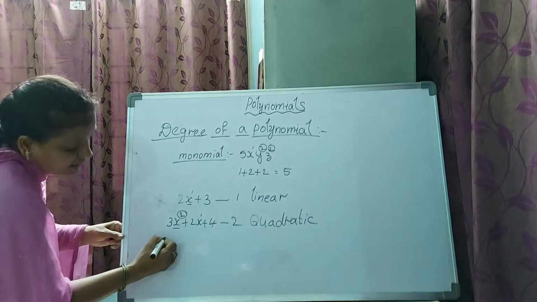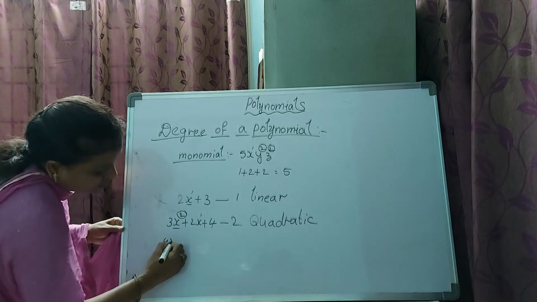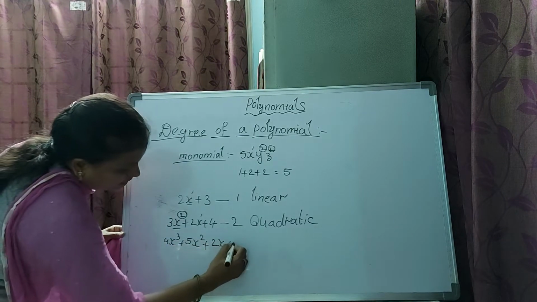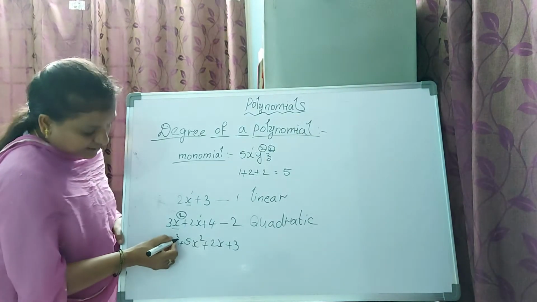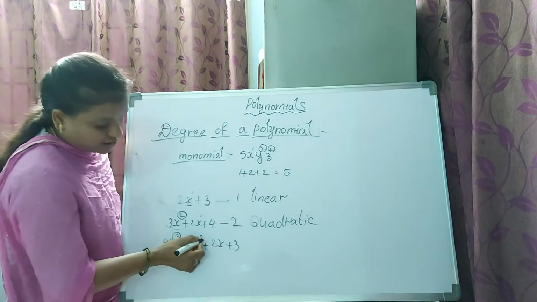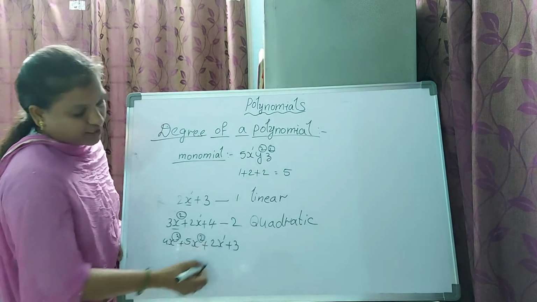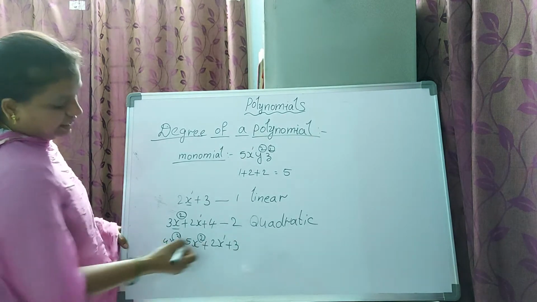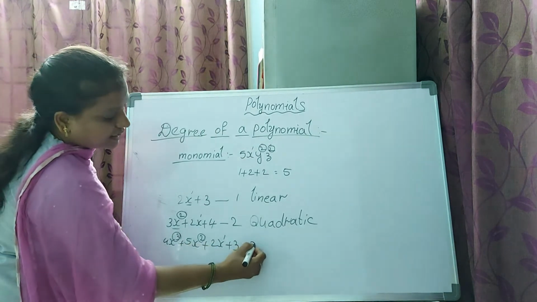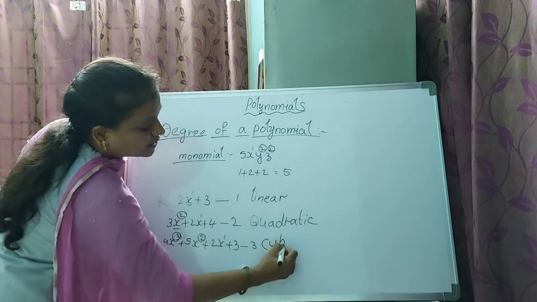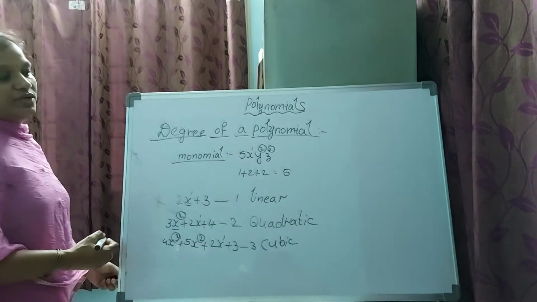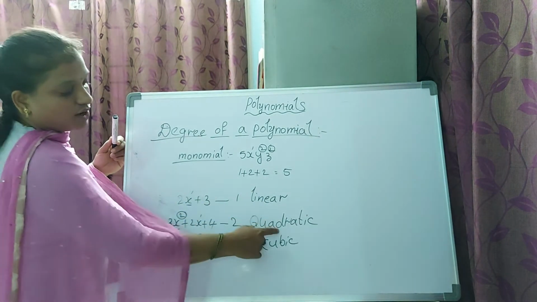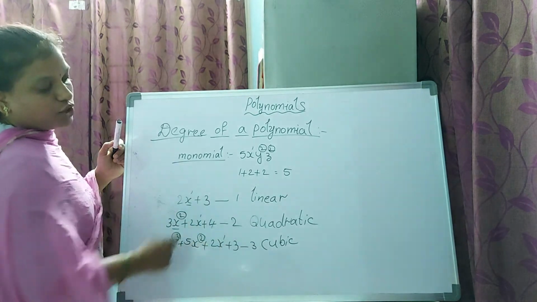If the degree is 3, see here 4x cube plus 5x square plus 2x plus 3. Here the degree is 3; we have to take the highest degree. Here 2, here 1, and here there is no degree. The degree of a constant is always 0; we will discuss that later. So we call it a cubic polynomial. If the degree is 1, linear polynomial. If the degree is 2, quadratic polynomial. If the degree is 3, cubic polynomial.